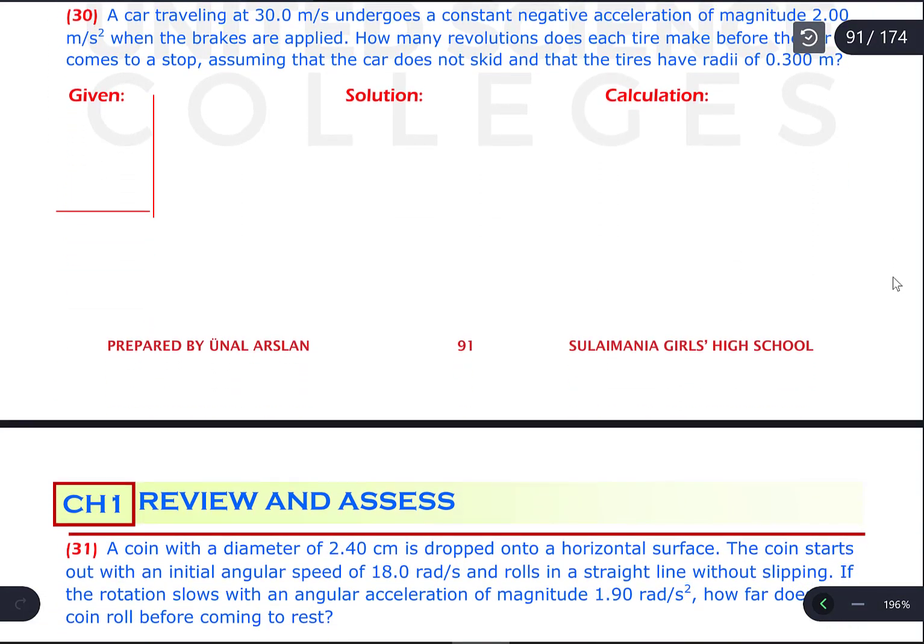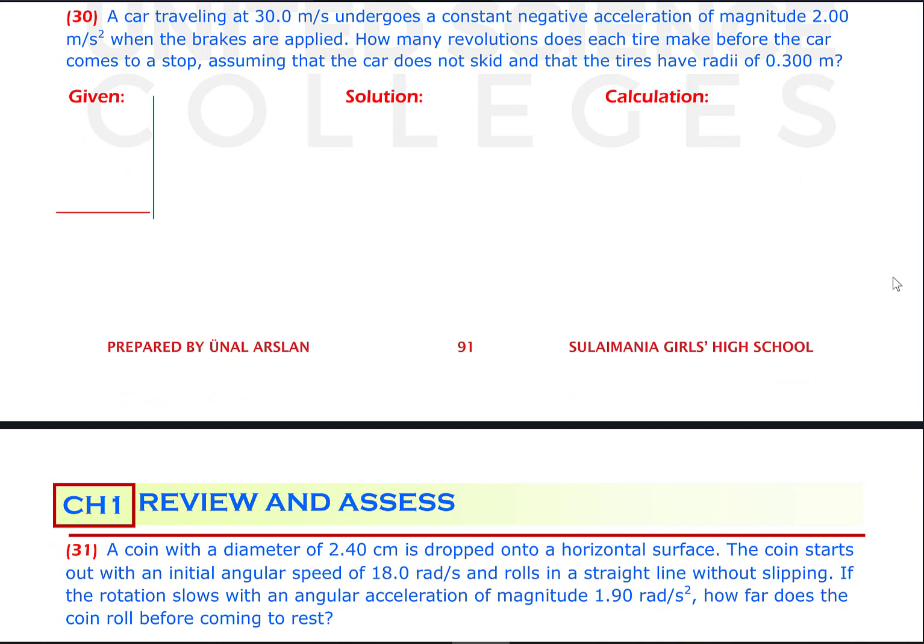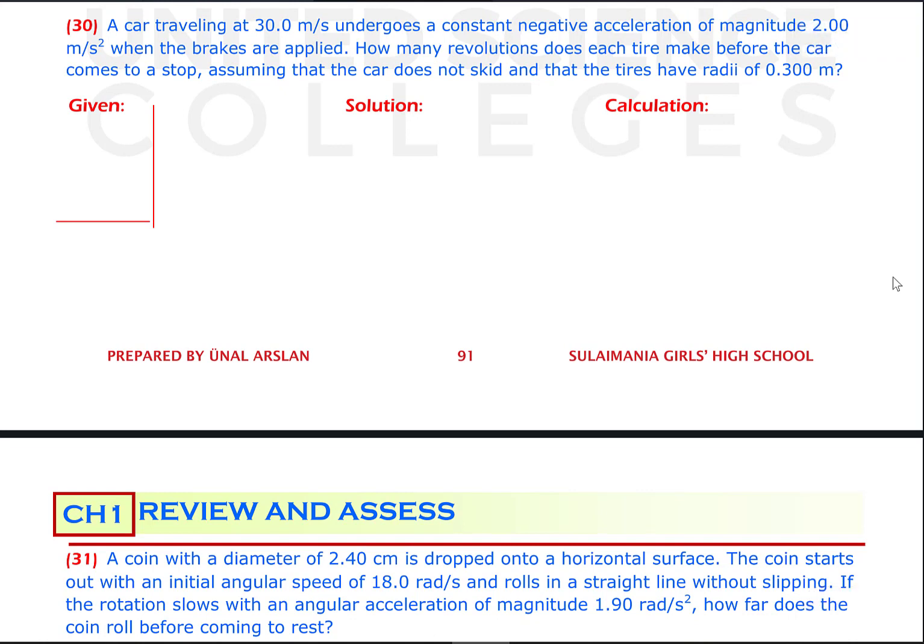And question number 30. A car traveling at 30 meters per second undergoes a constant negative acceleration of magnitude 2 meters per second squared when the brakes are applied. Which means if the brakes are applied, this car is slowing down. How many revolutions does each tire make before the car comes to stop? Assuming that the car does not skid and the tires have a radius of 0.3 meters.